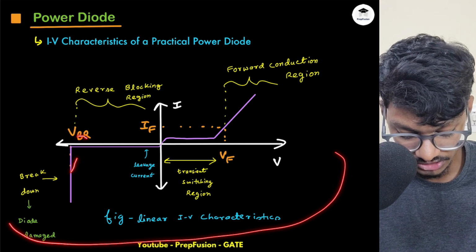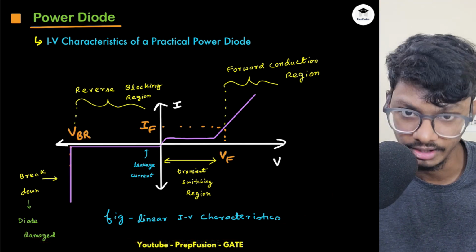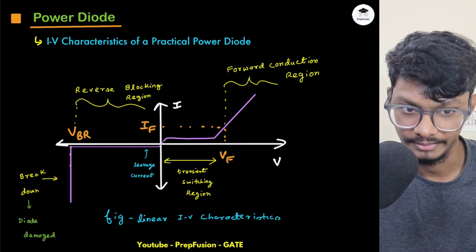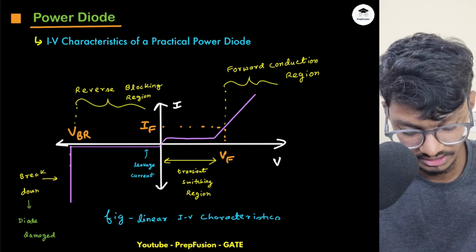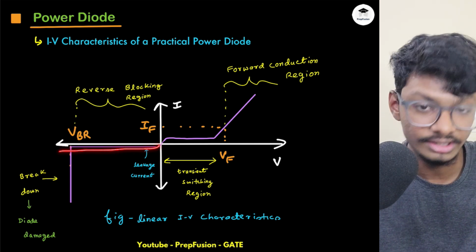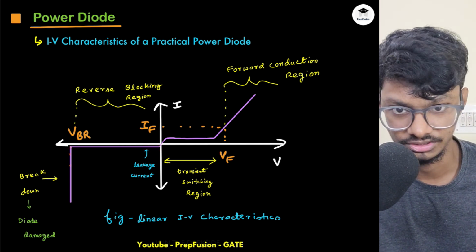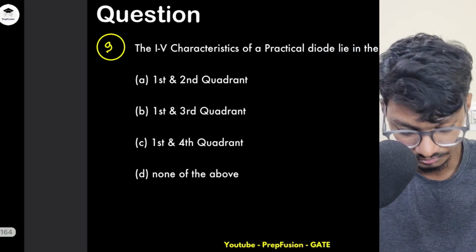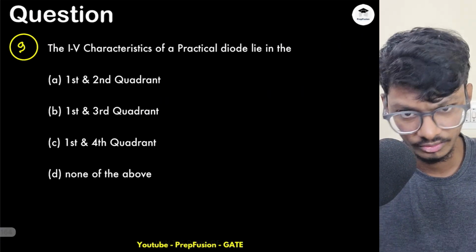If I apply more voltage than the breakdown voltage, obviously avalanche breakdown will happen and the diode will simply get damaged. This is pretty simple to understand. This amount of current is also known as the reverse saturation current, or the leakage current. All these things we have studied from the diode prerequisite itself.